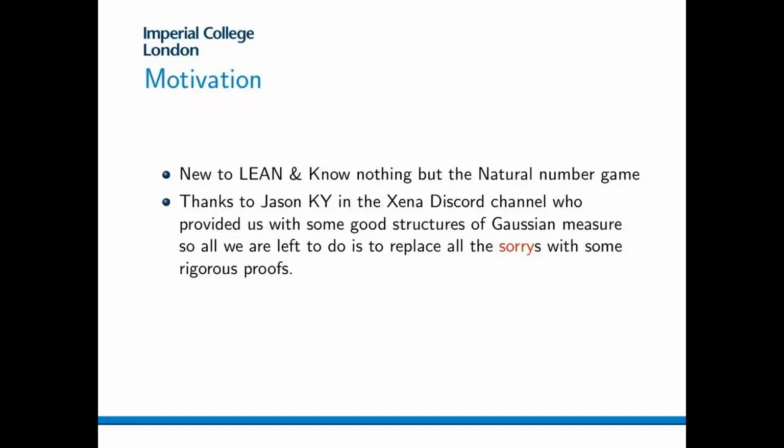So we turned to the Zulip Discord channel to seek some help. And Mr. Jason was there and provided us with some good structures of Gaussian measure. We knew about Gaussian measure from our studies at Imperial. So all we had left to do was to replace all the theories with rigorous proofs.